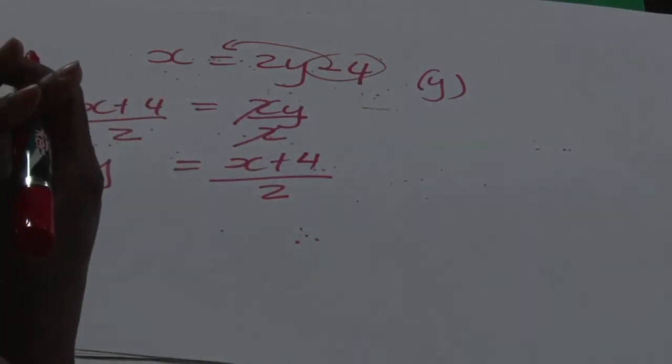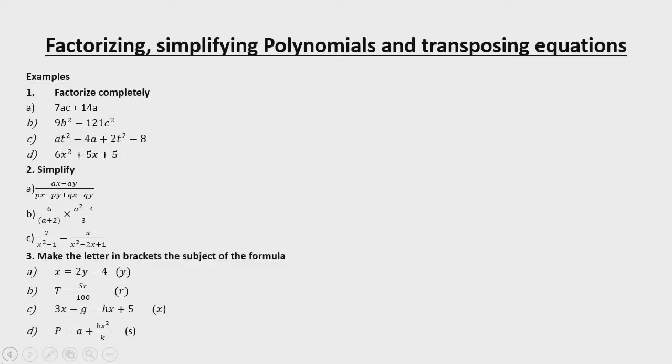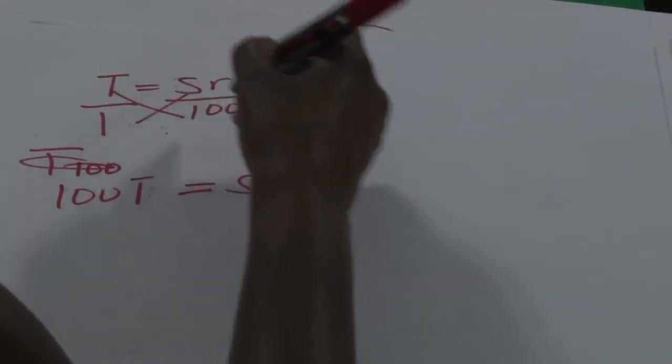I want us to look at the next one, B, which is t is equal to SR over 100, and make R the subject of the formula. If you have fractions, we always make the other number, a whole number on the other side, a fraction, and then we cross multiply. So we move t times 100, it would be 100t, which is equal to SR. SR times 1 is just SR.